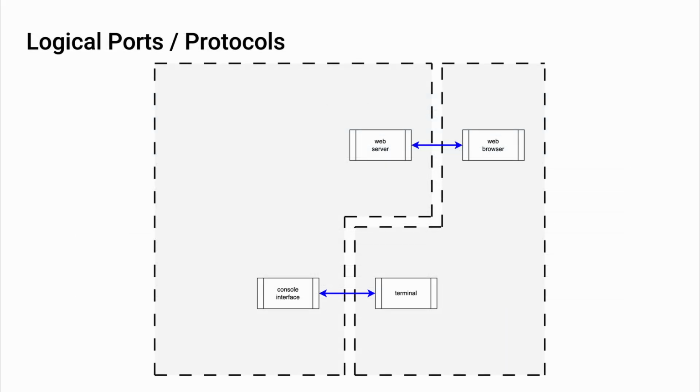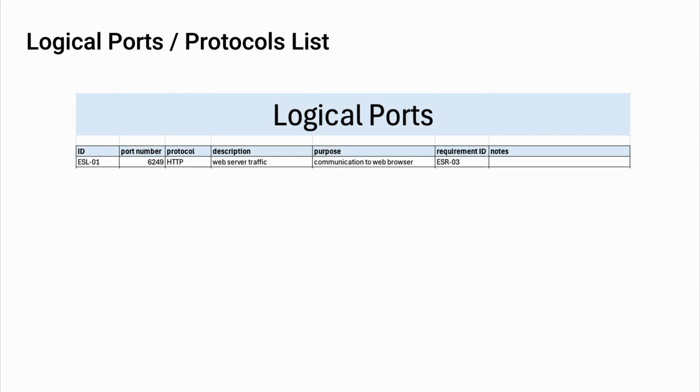As we can see here, this is our block diagram stripped down to show our two interfaces. One is an Ethernet interface and the other a serial interface. So let's look at those. When we look at our logical ports and protocols list, we can immediately see that the serial port isn't listed here. We can look at this in one of two ways. The first is that it's been forgotten and you're going to have to go and add an ESL2. The other is that this is an RS-232 serial interface which has already been defined as being used for configuration.